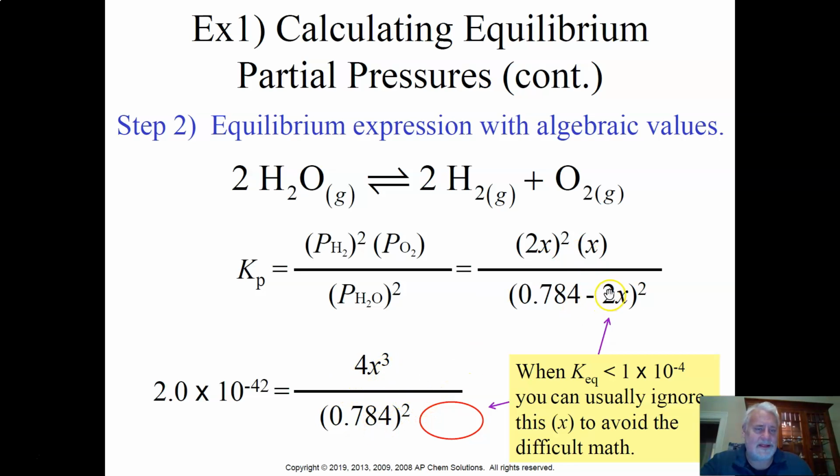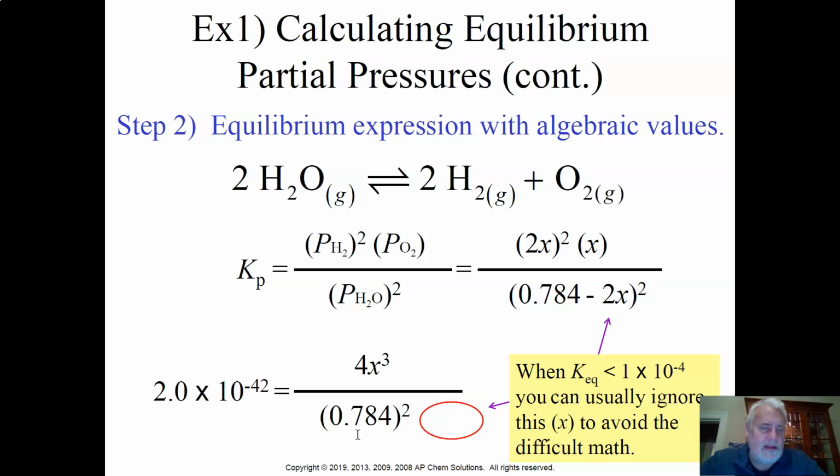And I like this little cheat that we can use here. It's very useful. If your equilibrium constant is small, less than 1 times 10 to the minus 4th, well, see how this is 3 places? If you have numbers that you're subtracting, remember, it's all about place value. And if you subtract 0.784 minus 0.000000, it's not going to have any effect because the place value will force you to round it to whatever that number is going to be.